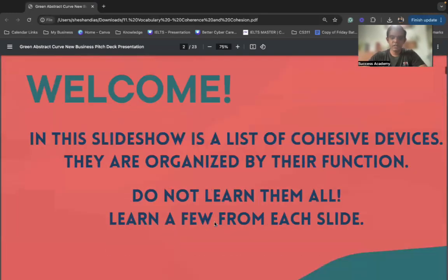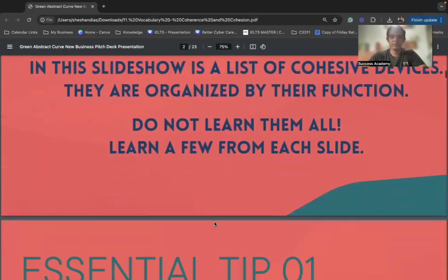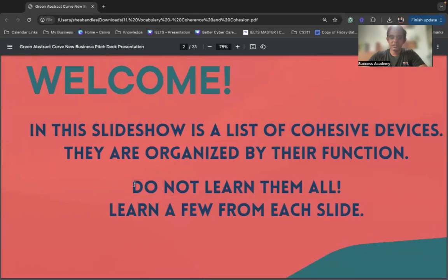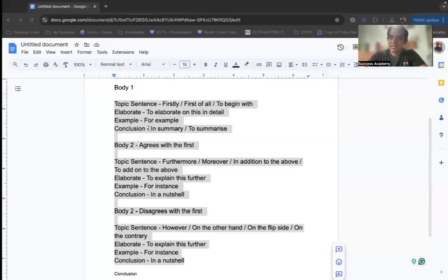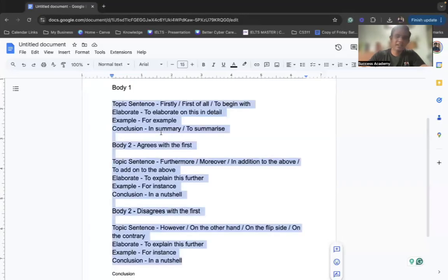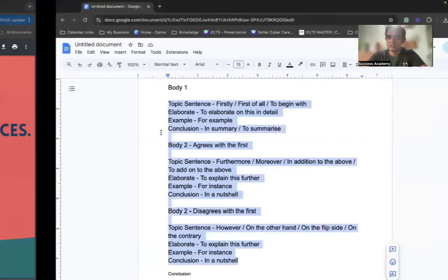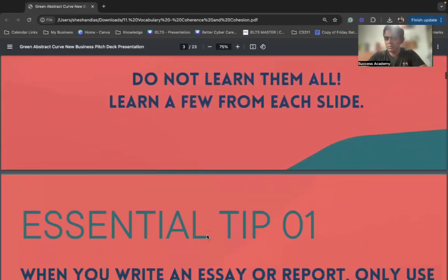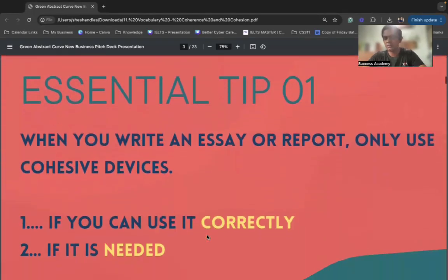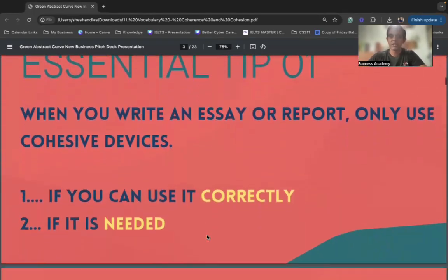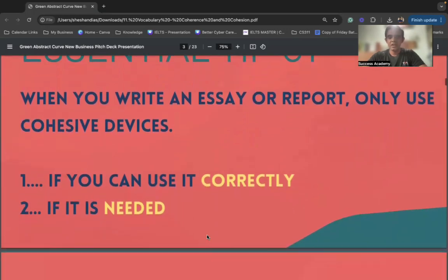Now, key point here is that you don't have to learn all these cohesive devices that I'm going to show you. Now, these 8 are essential, right? You have to know these ones. But what I'm going to teach you now, you don't really have to know everything. Just a few from each slide would be more than enough, right?